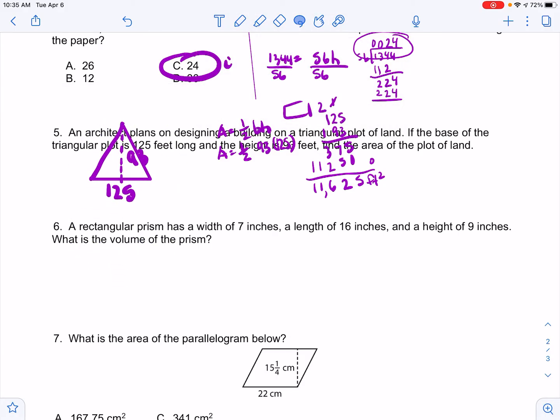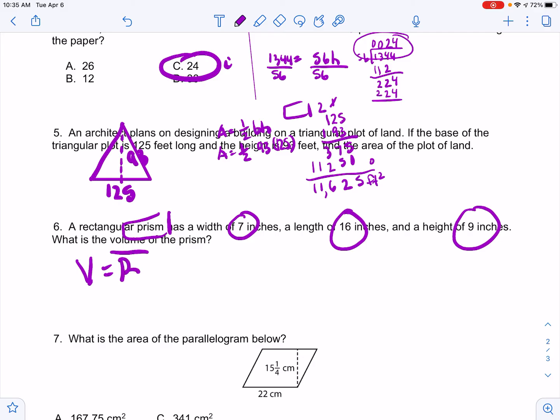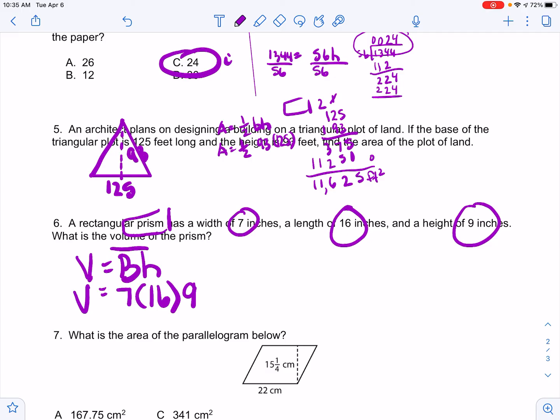A rectangular prism, if it is a prism, we're going to be solving for volume, has the width of 7 inches, the length of 16, and the height of 9. What is the volume? Volume is equal to big B times H. Big B is your length and width, so that would be 7 times 16. Remember, when you have parentheses next to a number, that says you're going to multiply. So all these are multiplying. I'm going to go ahead, order does not matter, and say 7 times 9 is 63 times 16.